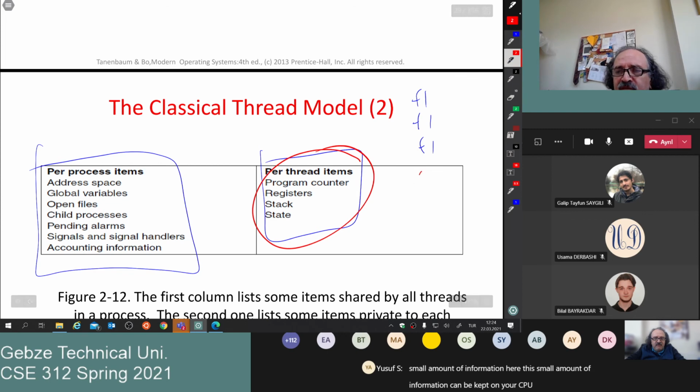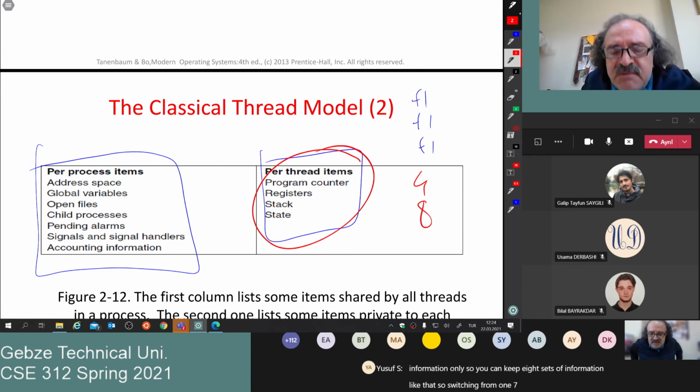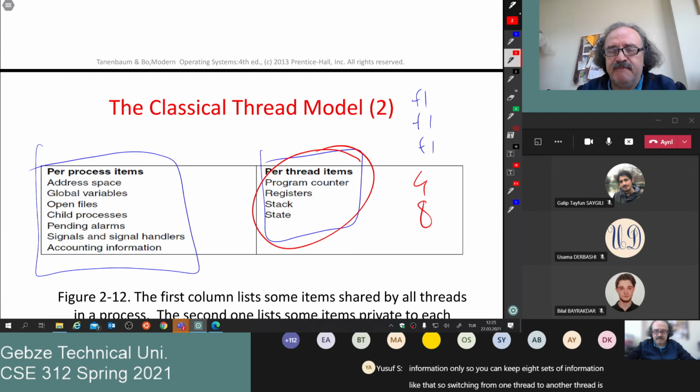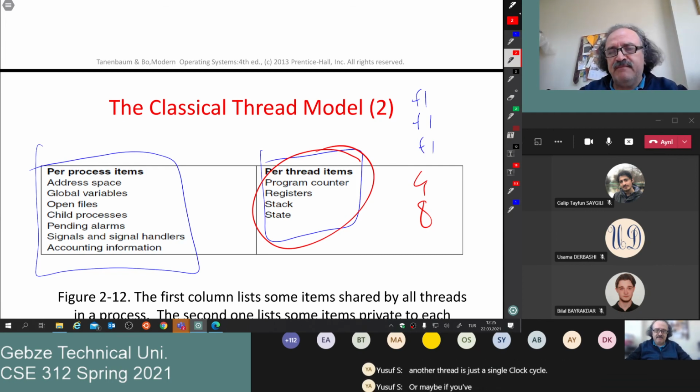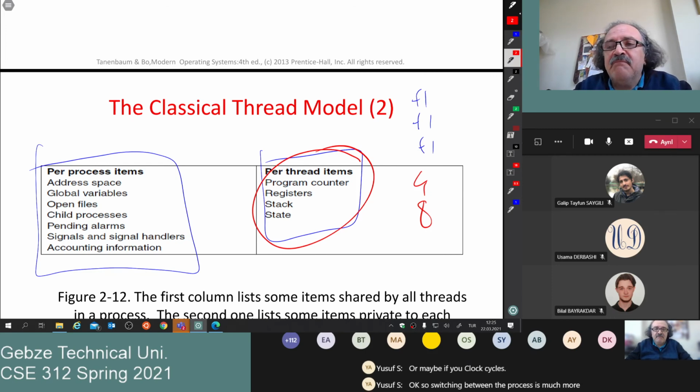Most cores have 4 or 8 way thread space for the registers and the state. So this is a small amount of information only, and you can keep 8 sets of information like that. So switching from one thread to another thread is just a single clock cycle, or maybe a few clock cycles. Switching between processes is much more expensive, millions of cycles needed. But switching from thread to thread is a few clock cycles at most.